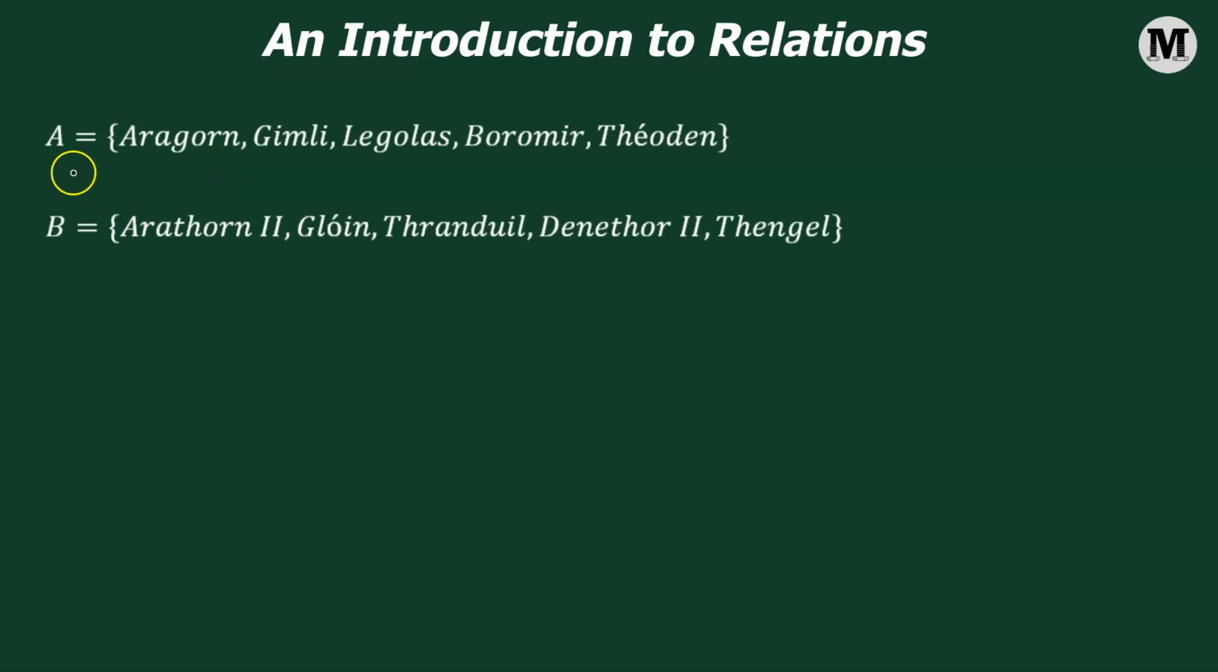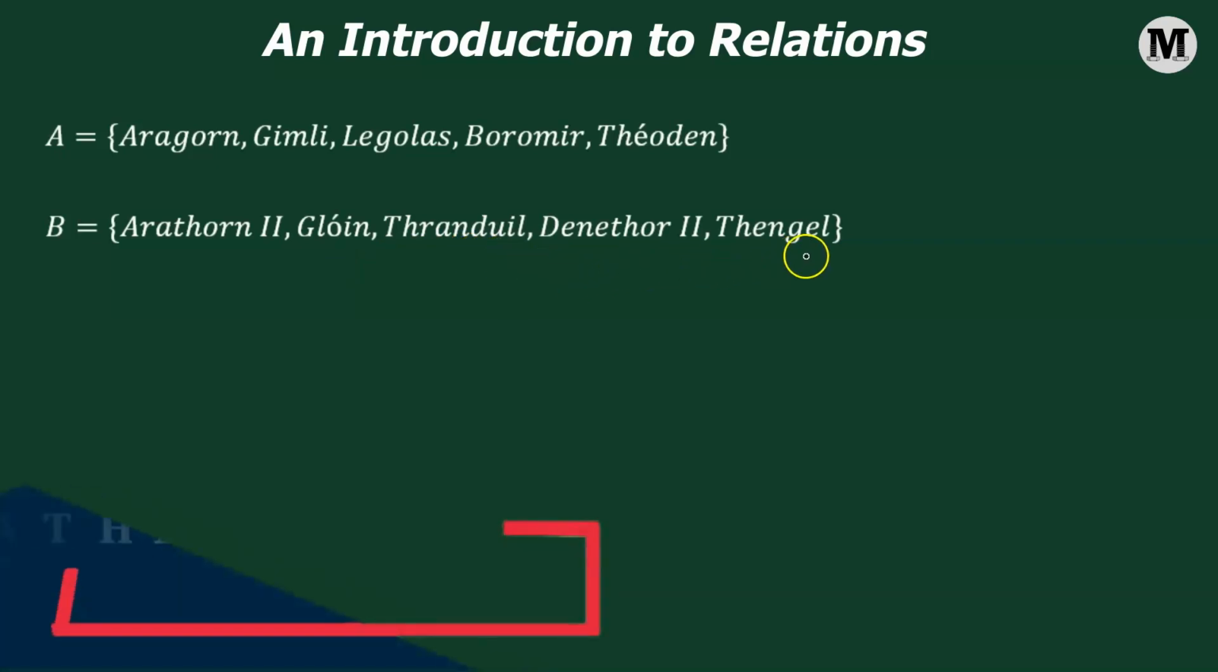Suppose we have two sets, set A and set B. Each of the two sets has 5 elements. Set A has the elements Aragorn, Gimli, Legolas, Boromir and Theoden. These are 5 characters from the Lord of the Rings. And B also has 5 names. We have Arathorn the second, Glóin, Thranduil, Denethor the second and Thangol.